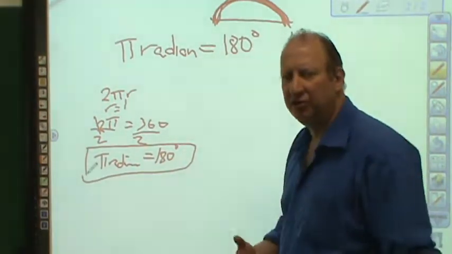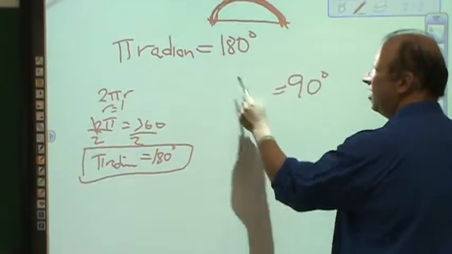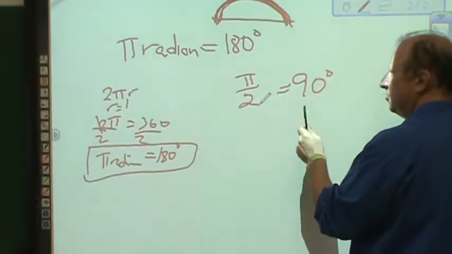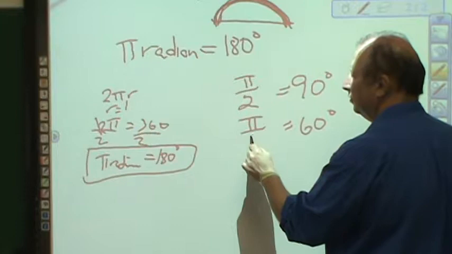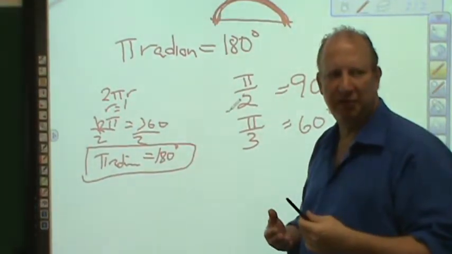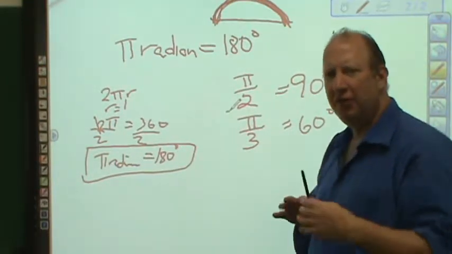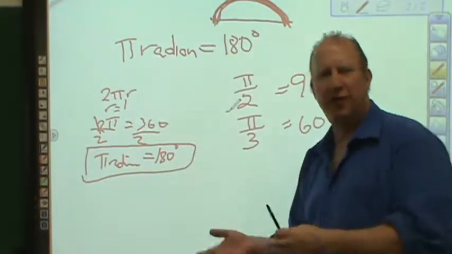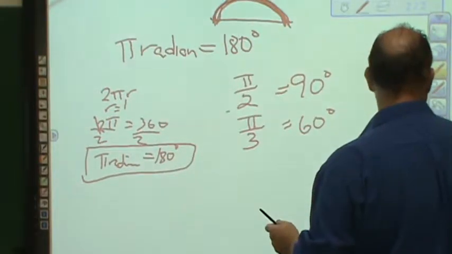Let's look at that same logic. Can I say 90 degrees is half of that? Pi over 2. 60 degrees is 1/3 of that, pi over 3. And that's all this is, the pi radian measurements. So we're working backwards in a way, but it's hopefully giving you a better understanding of where it comes from.